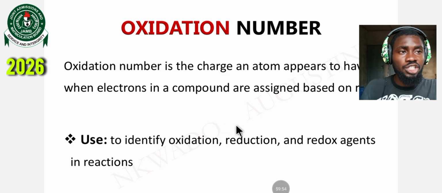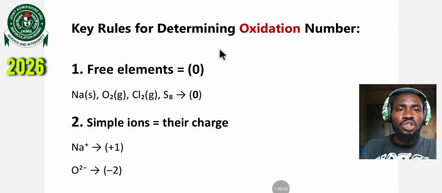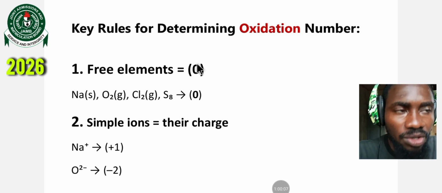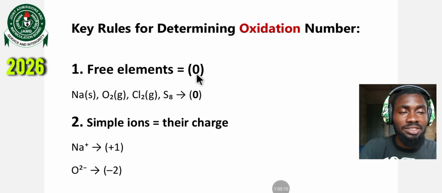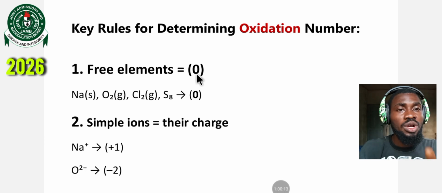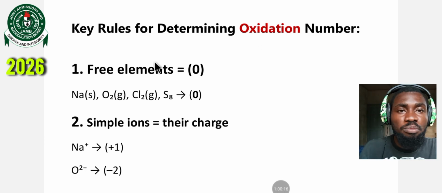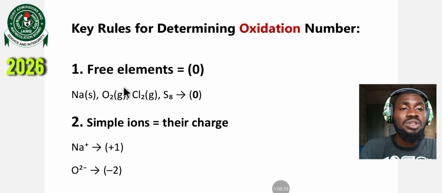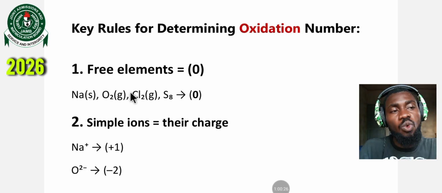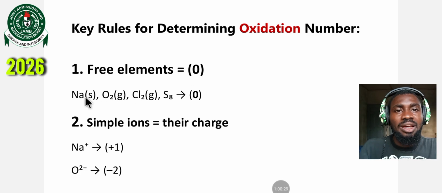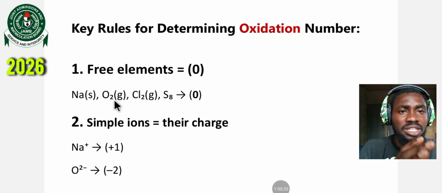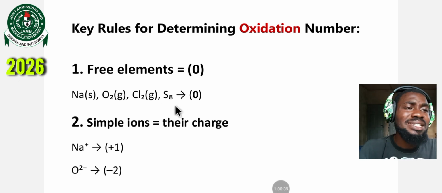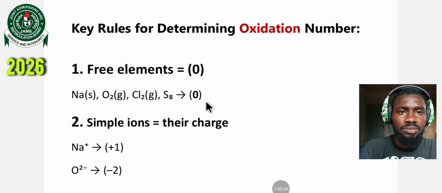Let's quickly look at the rules of calculating oxidation number. Key rules for determining oxidation number. The first rule, which is number 1, free element equals 0. So you have to understand the basic equation for you to calculate oxidation number. It is always equal to 0. After writing out your equation, you must put it equal to 0. Sodium in solid state, oxygen in gaseous state, chlorine in gaseous state, sulfur, all the elements in their free state is equal to 0.